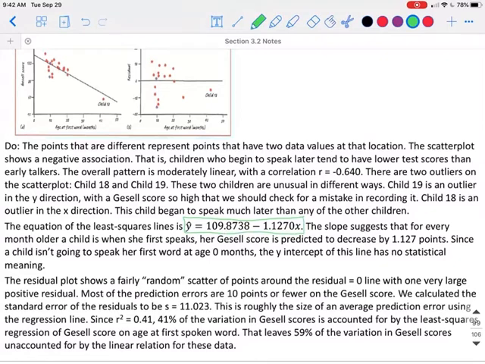On your least squares regression line, the slope suggests that for every month older a child is for their first spoken word, their Gessel score is predicted to decrease by 1.127 points. Since no child talks at 0 months, that y-intercept is actually going to have no statistical meaning for this problem.